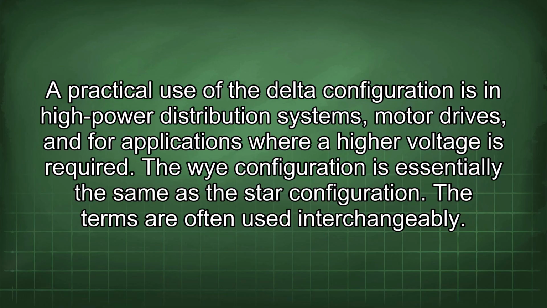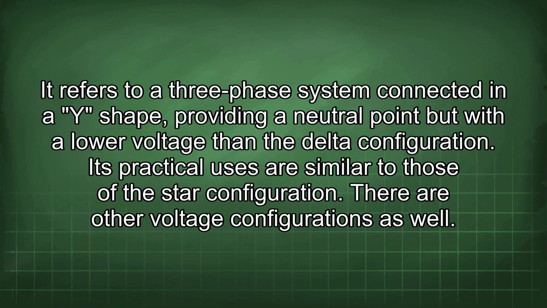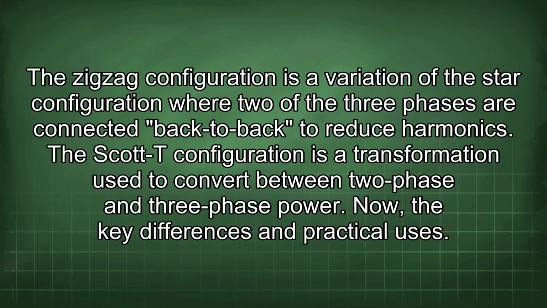The terms are often used interchangeably. It refers to a three-phase system connected in a Y shape, providing a neutral point but with a lower voltage than the delta configuration. Its practical uses are similar to those of the star configuration. There are other voltage configurations as well. The zigzag configuration is a variation of the star configuration where two of the three phases are connected back-to-back to reduce harmonics. The Schottky configuration is a transformation used to convert between two-phase and three-phase power.